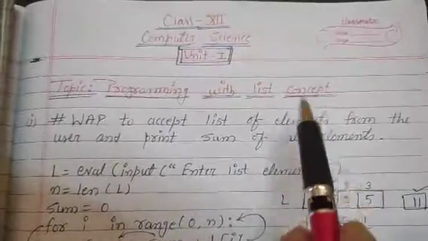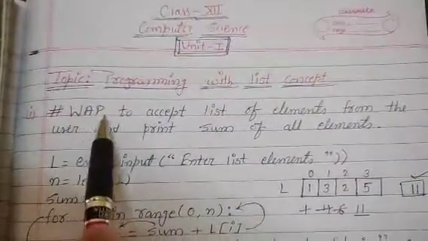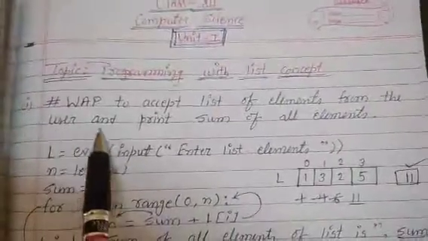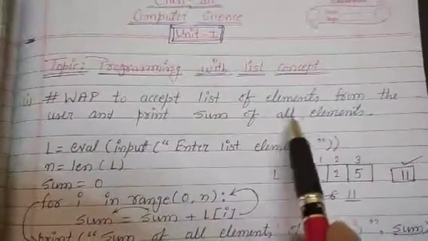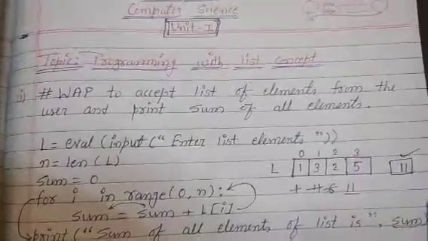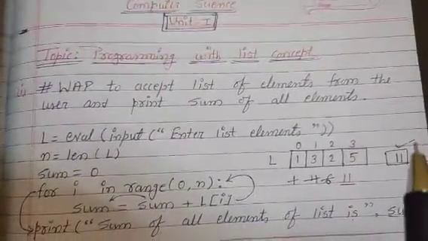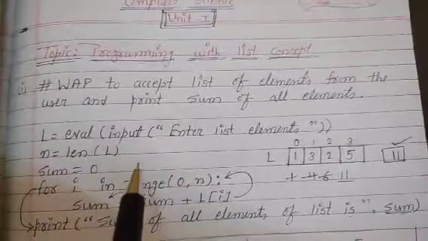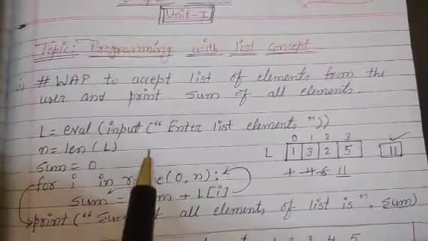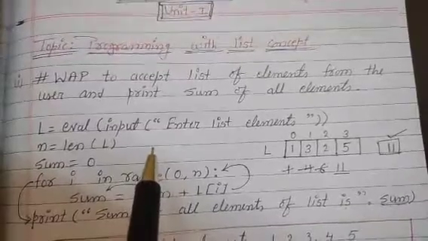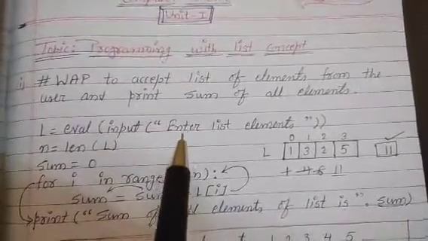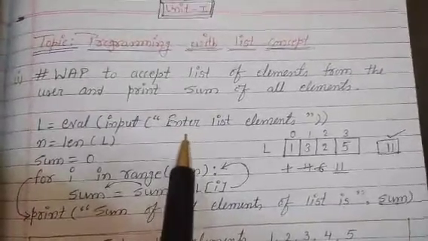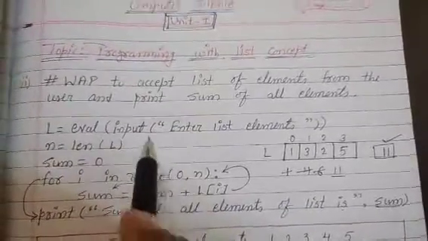So, the first program is: write a program to accept a list of elements from the user and print the sum of all elements of the list. So, we use the list concept in this program, accept a list of elements from the user, and display the sum of all elements of the list. We start the program by first taking list elements from the user.